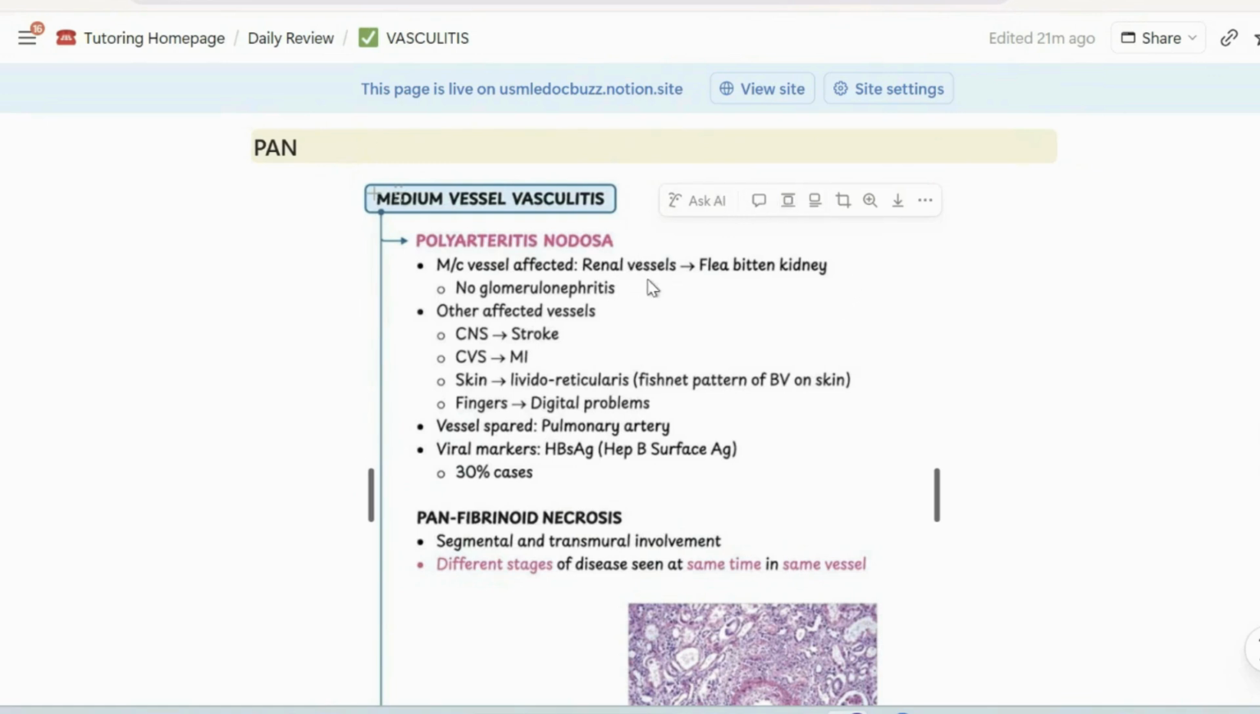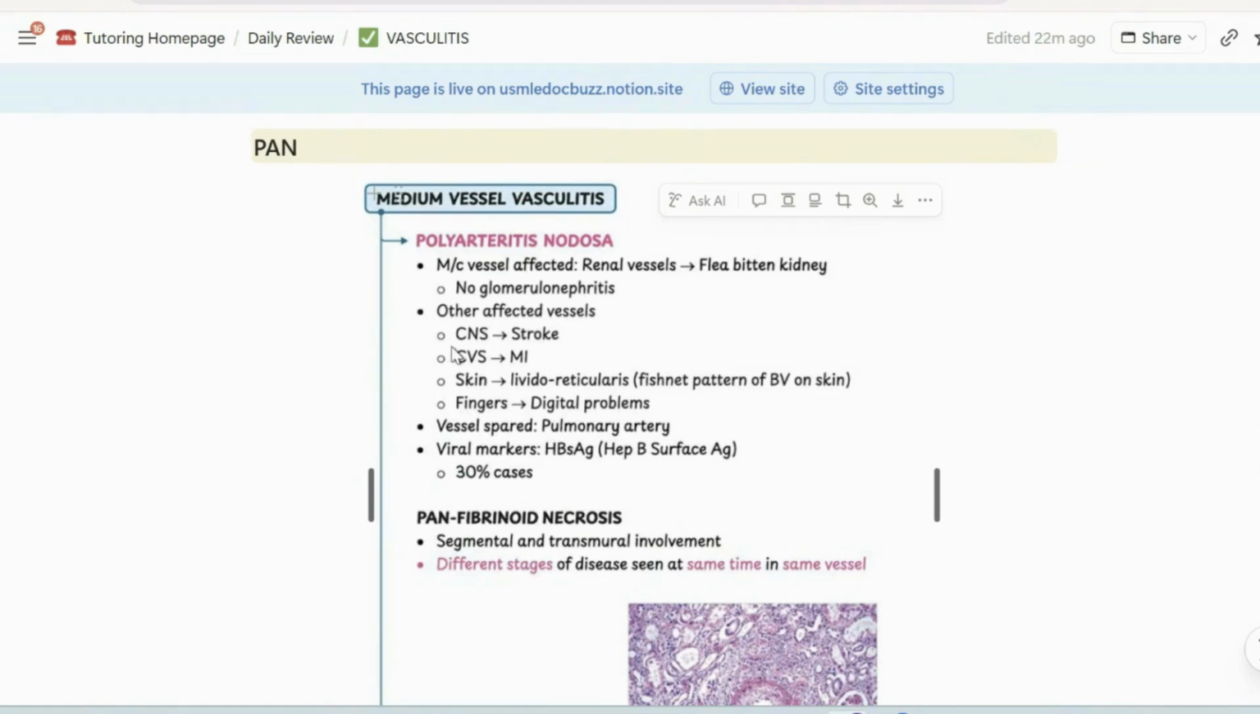But it does not affect the glomerular basement membrane or the podocyte, so we're not seeing any sort of glomerulonephritis, right? So PAN can present with a lot of renal symptoms, for example, hematuria, etc., right? But we're not saying that it's glomerulonephritis. Very, very important point, because the other small vessel vasculitides can present with glomerulonephritis. So it needs to be distinguished here, okay?